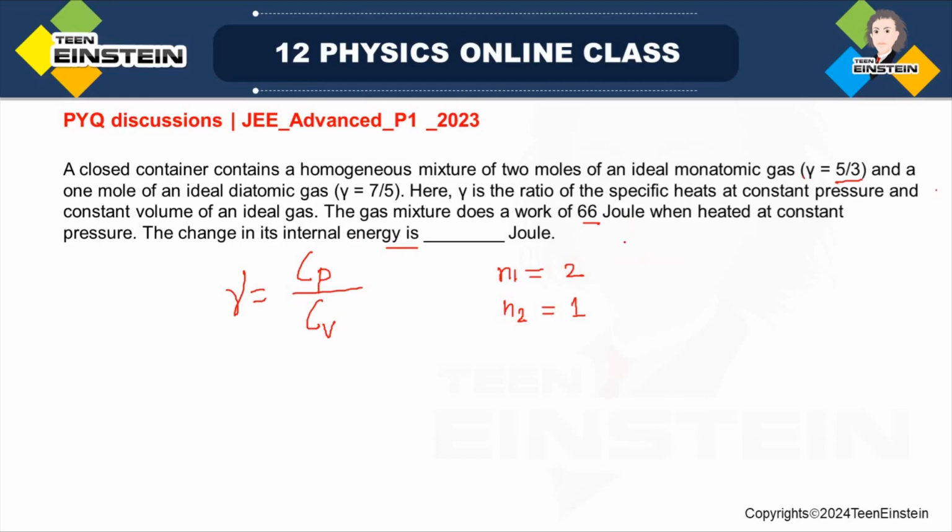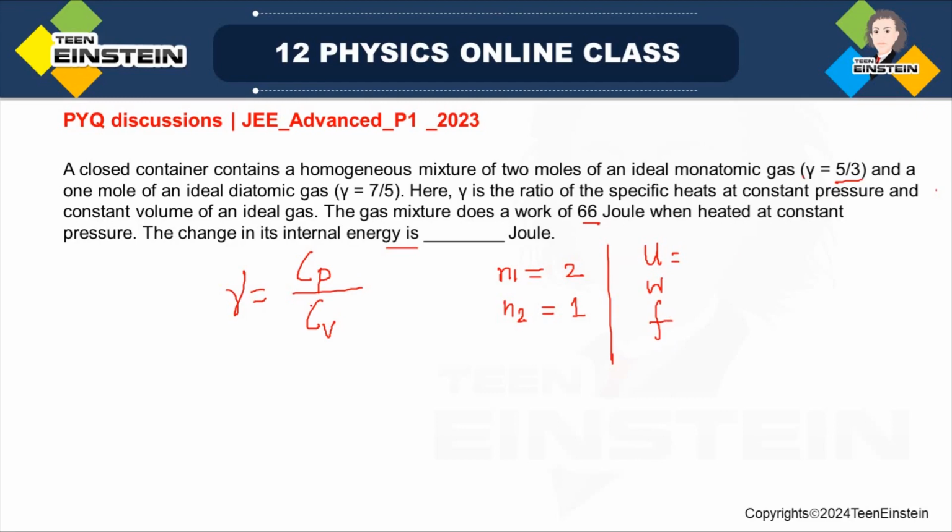So there are a few things to note here. You have to know how to write internal energy for a mixture gas. How do you write down work done here for a mixture gas? So these are the important points here. And if you have been given F, will you be able to find out internal energy? If you have been given F, meaning degrees of freedom.